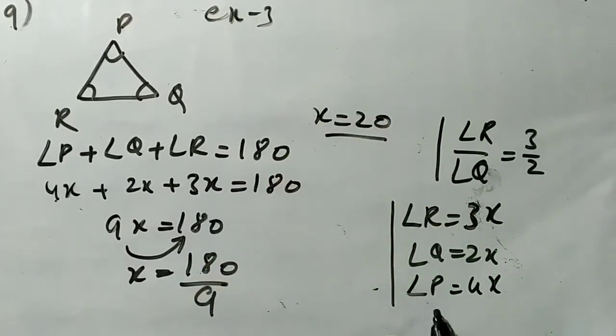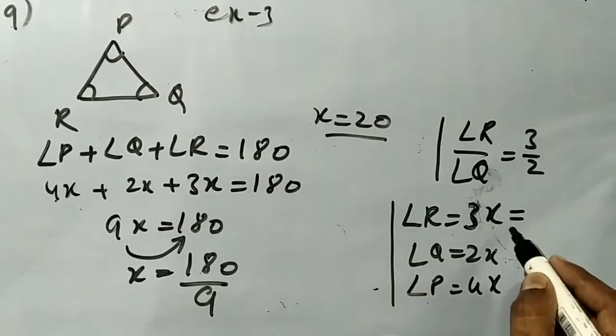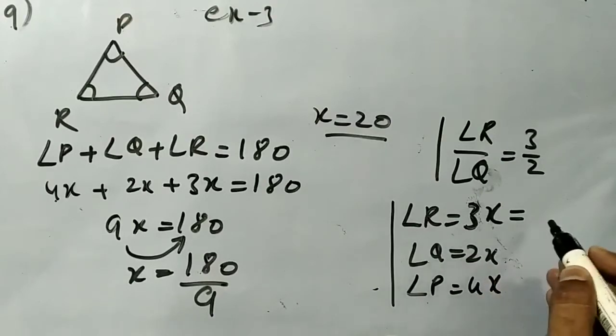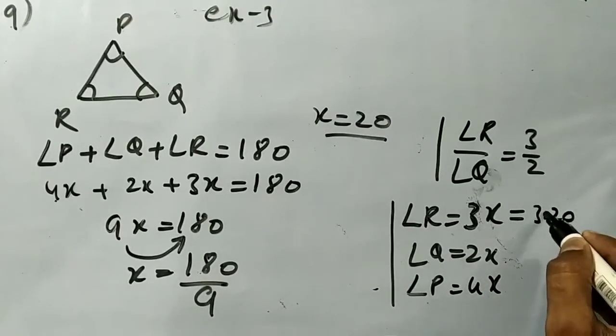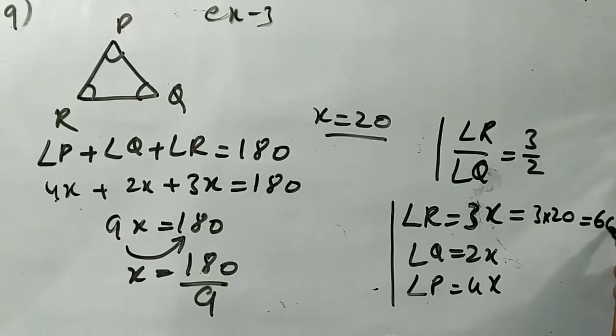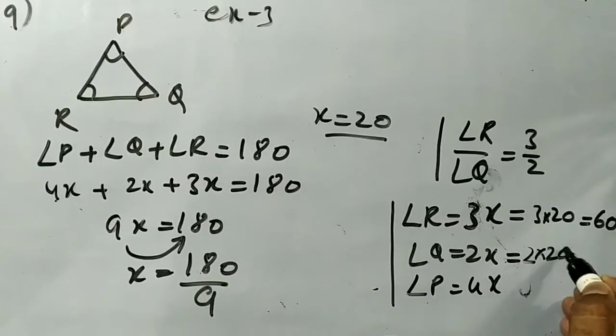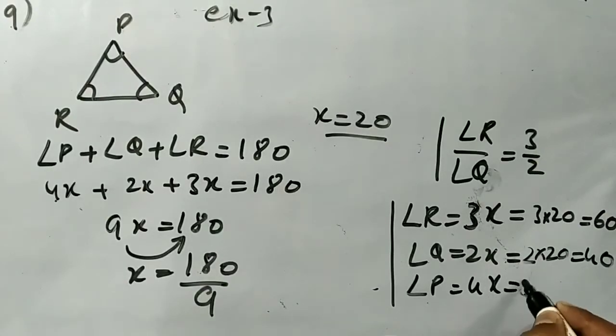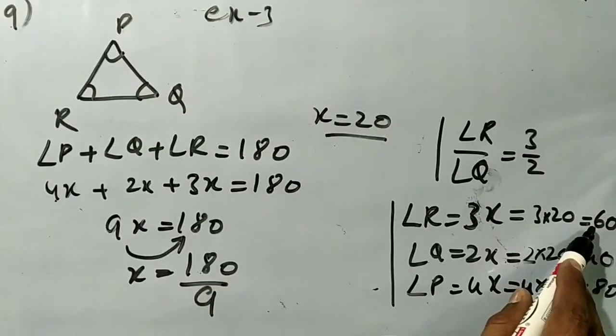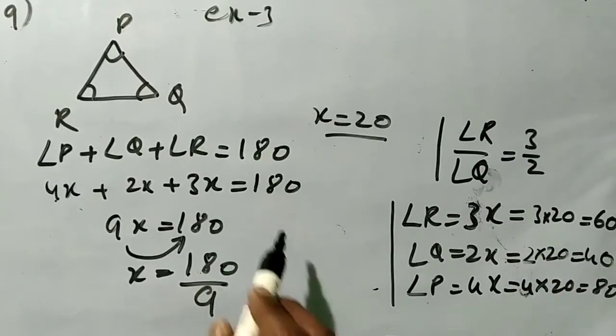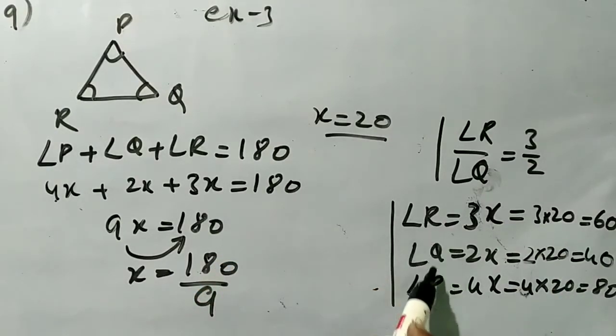So what is the angle here? Angle P. Let's substitute x is equal to 20. 3 into x, that is 3 into 20 is equal to 60. And 2 into 20 is equal to 40. And 4 into 20 is equal to 80. And summation: 60 plus 40 is equal to 100. 100 plus 80 is equal to 180. So we got 180, because these are the interior angles. The summation of interior angles is equal to 180. Hence proved. We got the same equiangles.